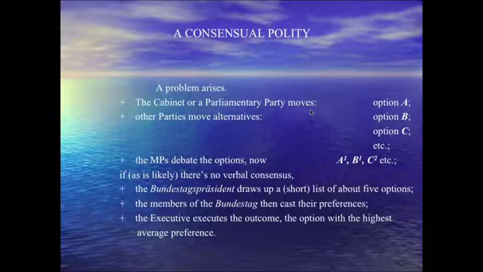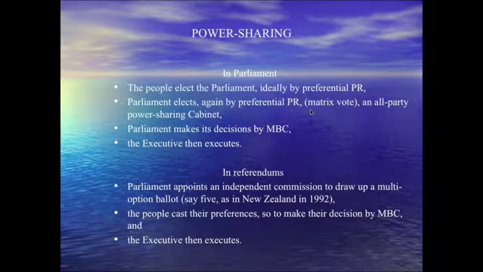The modified Borda count has the ability to identify the option with the highest average preference. And an average, of course, involves everybody, every member of the Bundestag, and not just a majority. So we're talking about power sharing. And the people elect the parliament, ideally with preferential PR, and then the parliament elects the cabinet, again, preferential PR, and then parliament makes its decisions by modified Borda count, and the executive then executes.